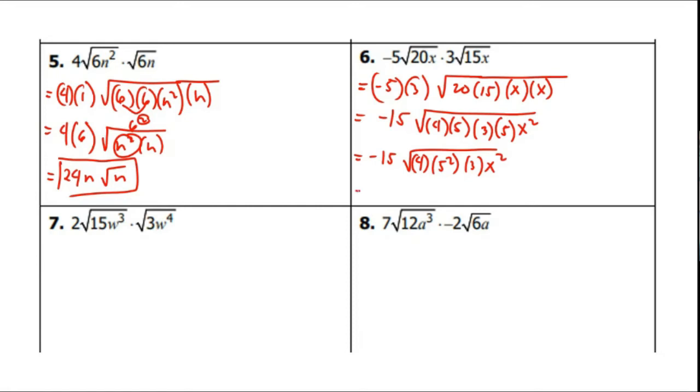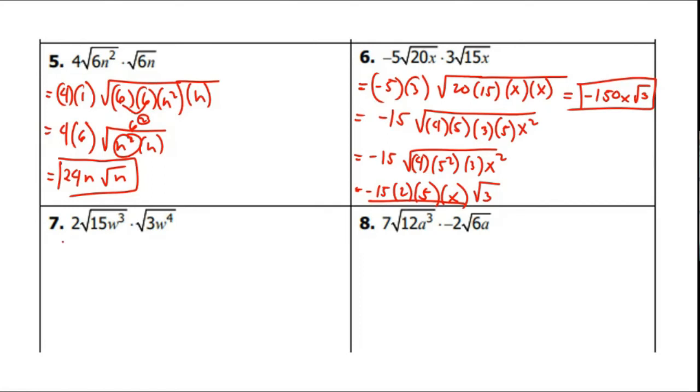So negative 15 times the square root of 4, which is 2, the square root of 5 squared is 5, and the square root of x squared is x. The remaining term inside the radical is 3, so square root of 3. Then we multiply these terms, negative 15 times 2 times 5, which is negative 150x square root of 3. And that is our final answer.